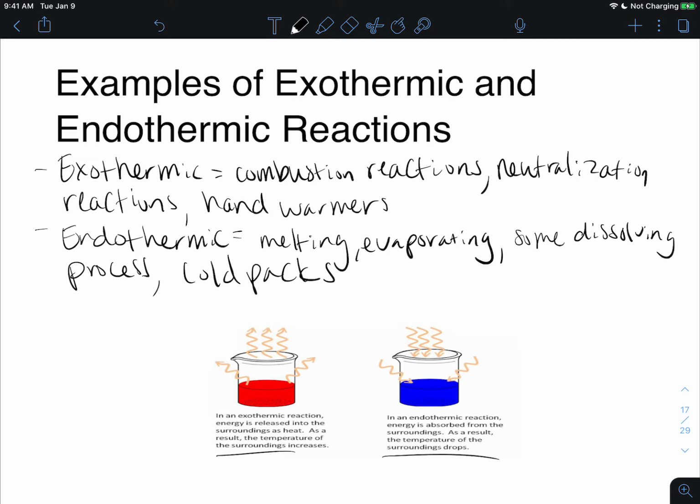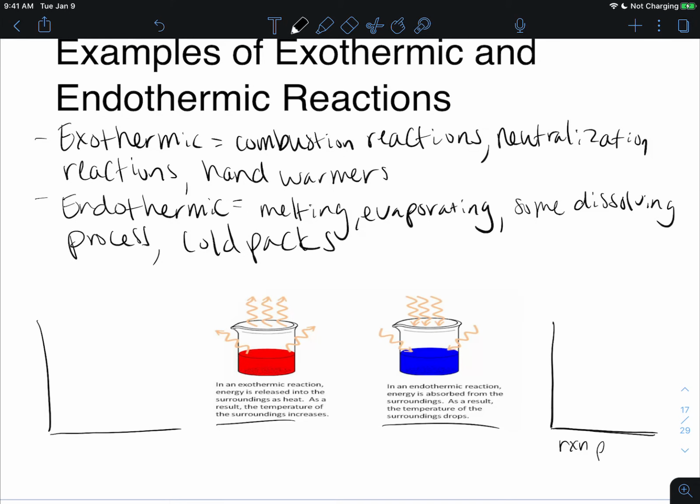Here is kind of just a visual of what that looks like, and energetically it would look like this. So our energy profile diagram, we're going to be looking at reaction progress versus energy. In an exothermic process, you're going to start out at a higher energy and go down to a lower energy, and it'll look like this. In an endothermic process, you start at a lower energy, go up to a higher energy, and it looks like this.